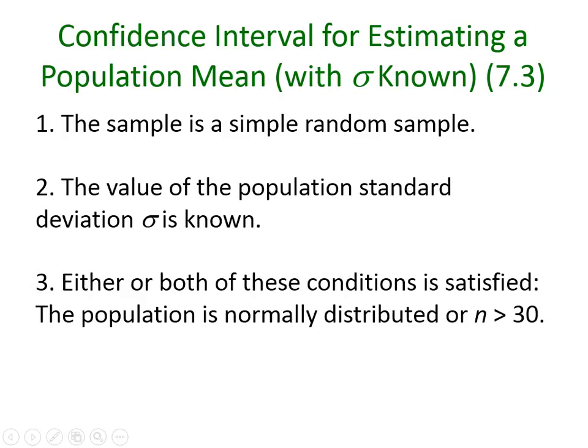The confidence interval for estimating a population mean when you know the standard deviation: these things have to be met. The sample has to be a simple random sample. Again, if you have bad data, you can't do anything with it, so you've got to make sure your sampling techniques are good first. The value of the population standard deviation sigma is known, and either one or both of these have to be true: either the population is normally distributed or the sample size is more than 30.